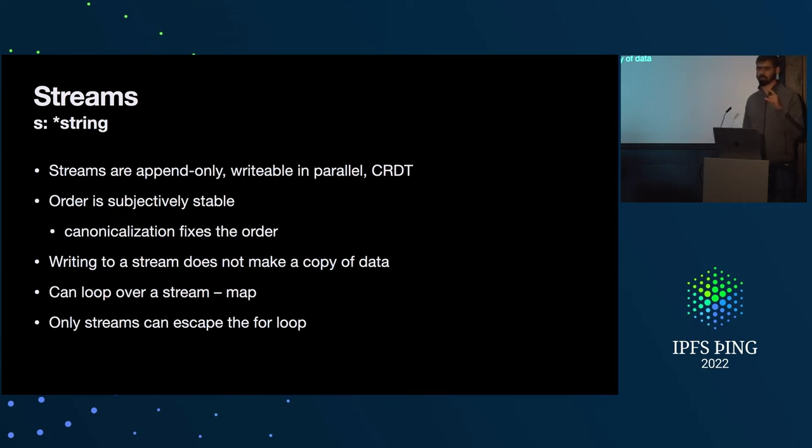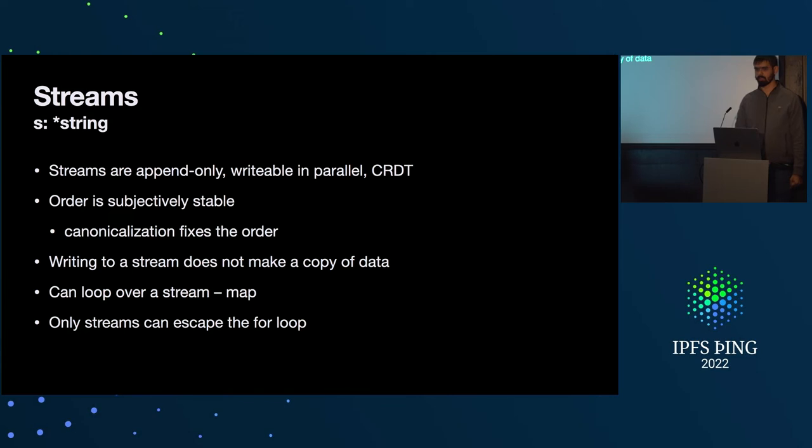So the head of the stream is stable, and the peer can do some logic on top of that, like take the first element or do something like that. If you need to stabilize the stream for everyone, there is a special operation named canonicalization that fixes the order as it was seen by some peer. Writing to a stream doesn't make a copy of data, while all other writes make a copy, like service function calls.